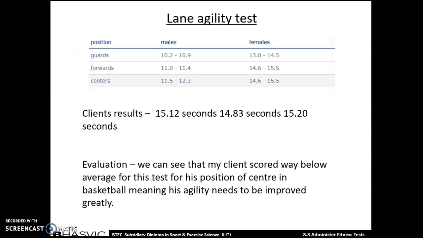For the lane agility test, my client scored 15.12 seconds, 14.83 seconds and 15.2 seconds. We can see that my client scored way below average for this test for his position of centre in basketball, meaning his agility needs to be improved greatly.